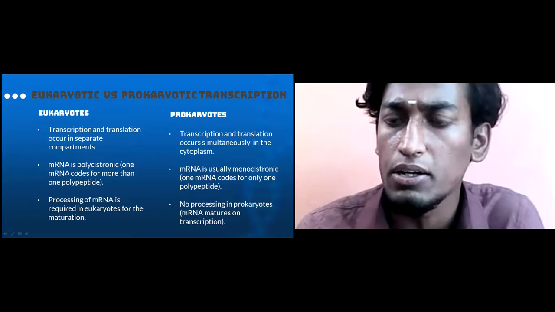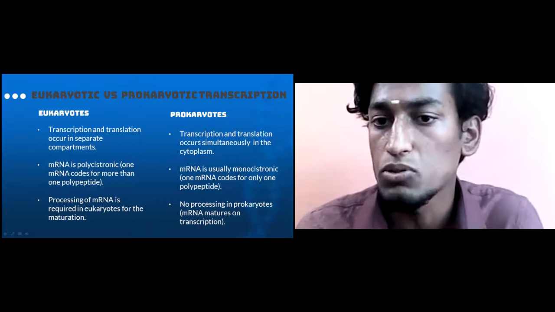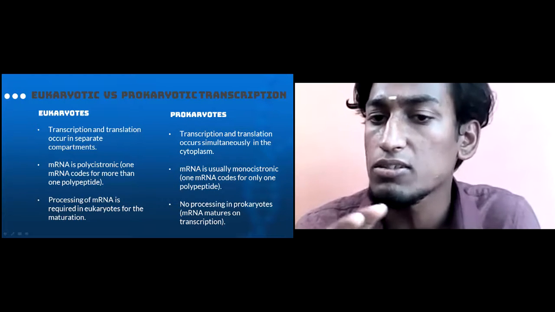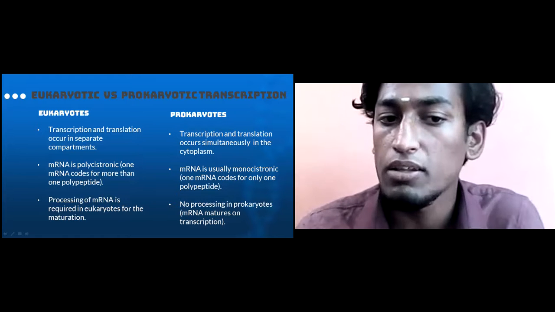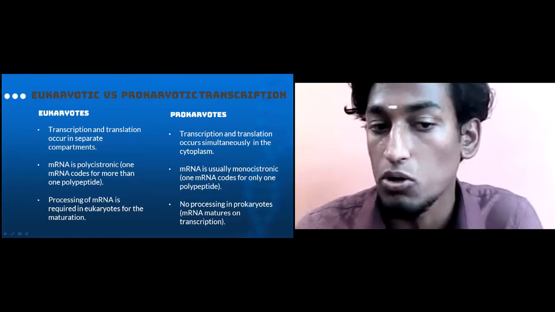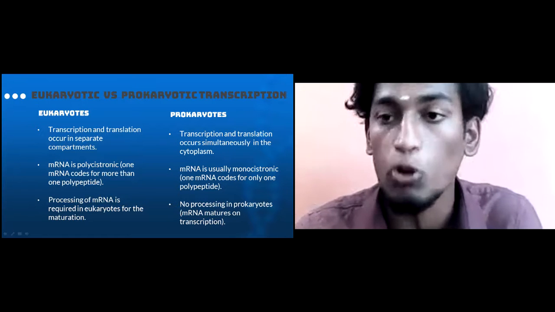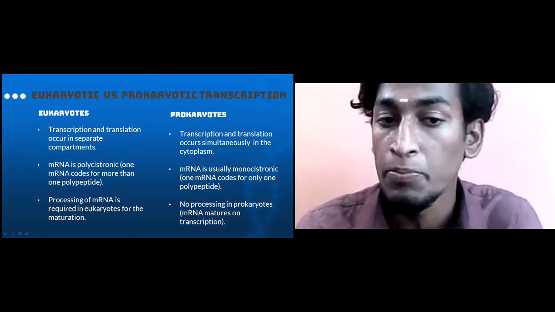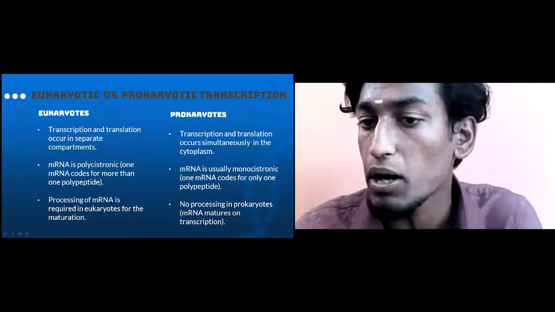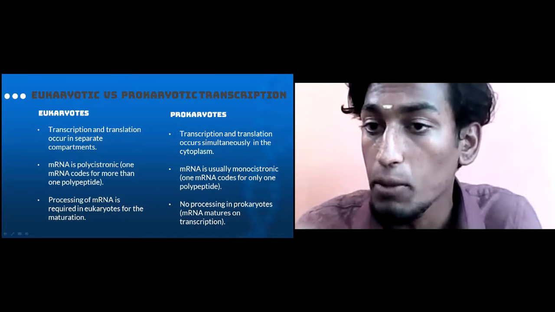You know that a prokaryotic cell does not have a nuclear membrane, so these two processes, transcription and translation, occur only in the cytoplasm. Whereas in eukaryotes, the mRNA is monocistronic, that is, one mRNA codes for only one polypeptide. In prokaryotes, the mRNA is usually polycistronic, which means one mRNA codes for more than one polypeptide. That is the term for polycistronic.